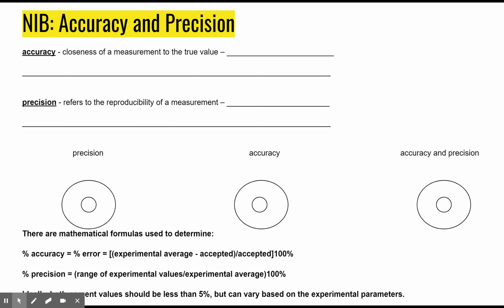Okay, so I hope you enjoyed the video on significant figures. We're going to talk about that in the next video. But before we get to that, we're going to talk about accuracy and precision.